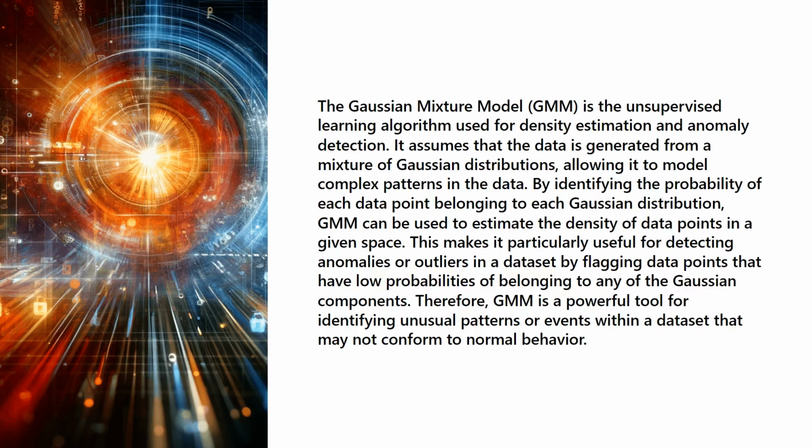The Gaussian mixture model, GMM, is the unsupervised learning algorithm used for density estimation and anomaly detection. It assumes that the data is generated from a mixture of Gaussian distributions, allowing it to model complex patterns in the data. By identifying the probability of each data point belonging to each Gaussian distribution, GMM can be used to estimate the density of data points in a given space. This makes it particularly useful for detecting anomalies or outliers in a dataset by flagging data points that have low probabilities of belonging to any of the Gaussian components. Therefore, GMM is a powerful tool for identifying unusual patterns or events within a dataset that may not conform to normal behavior.